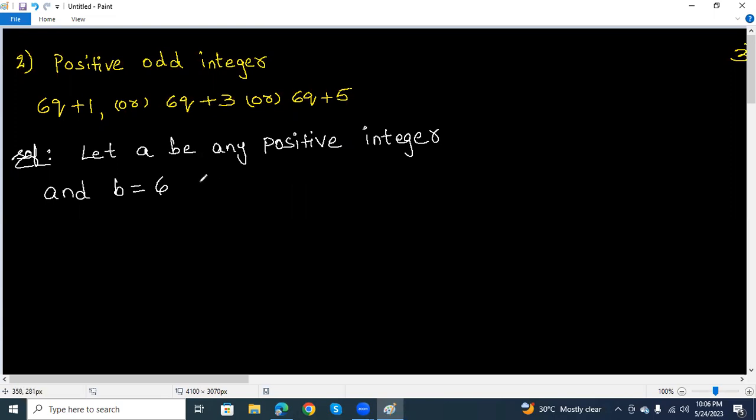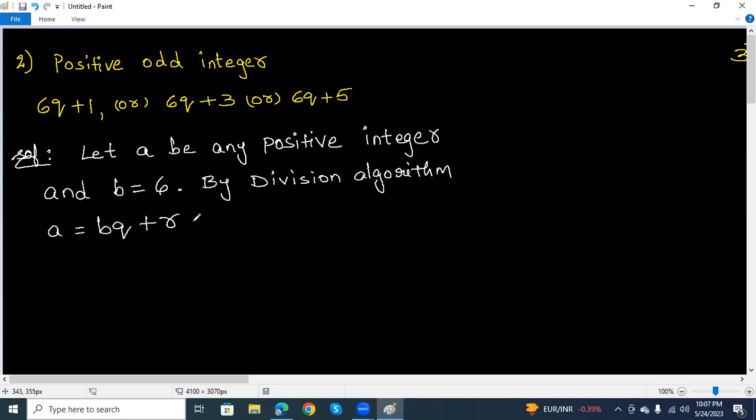By Euclid's division lemma or by division algorithm, A is equal to BQ plus R. This we can write. What do we get if we substitute? A will be A only. A is equal to, in the place of B, we assumed 6, so 6Q plus R.